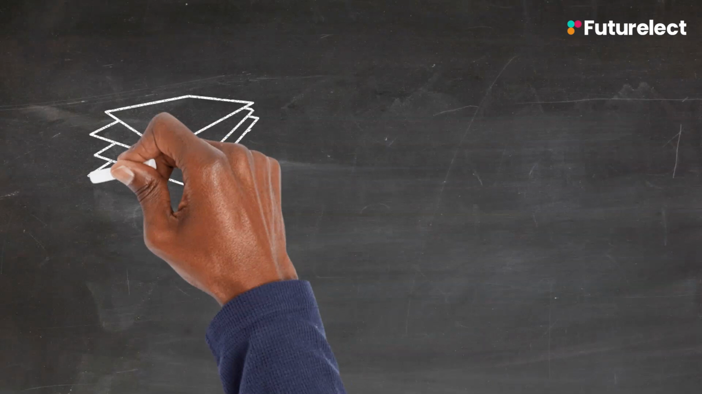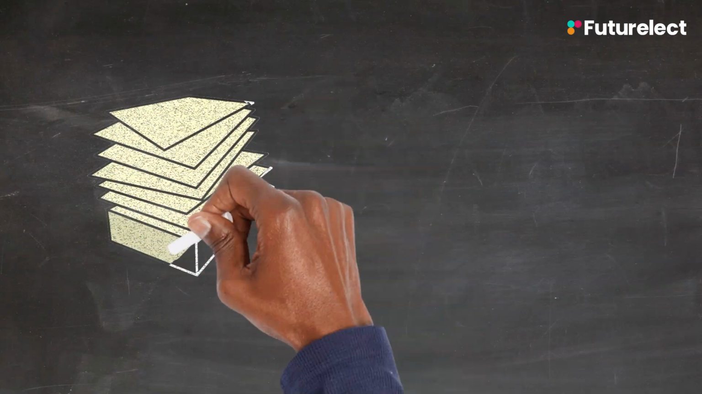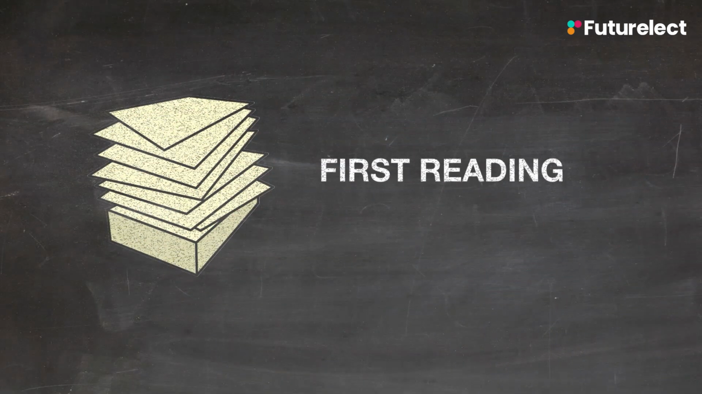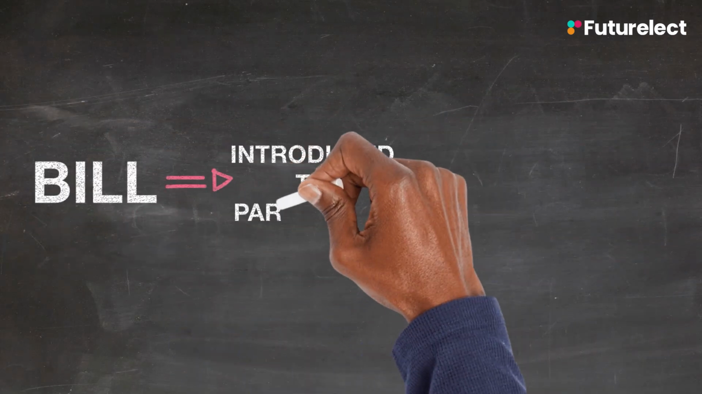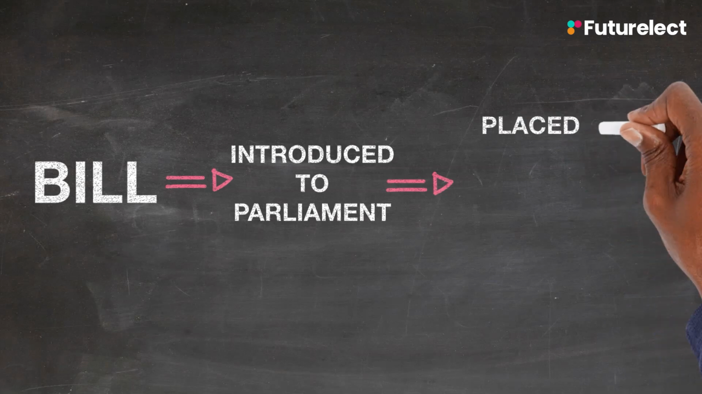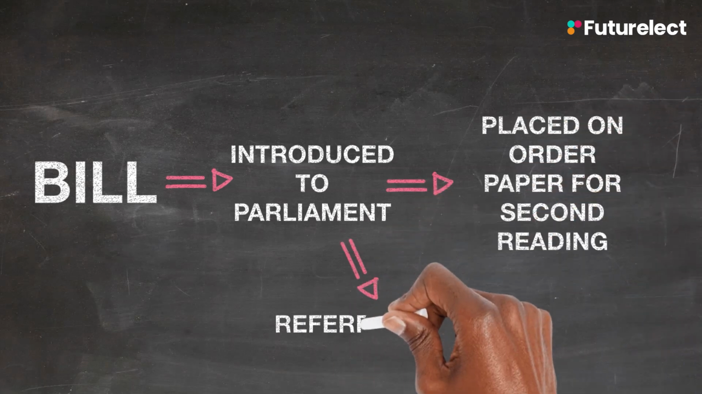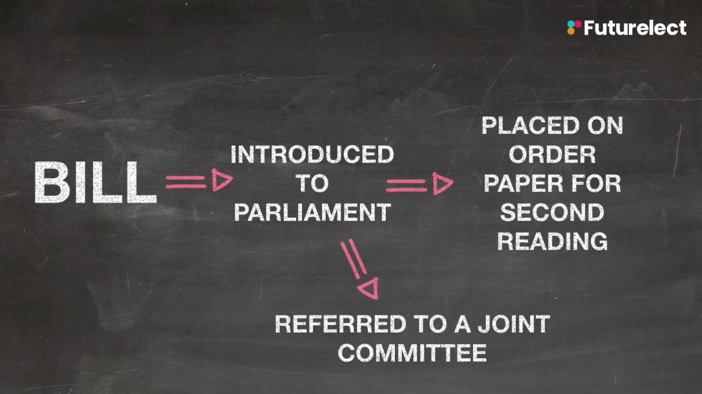It is important to remember that a draft law initiated and introduced by a committee does not have what is called a first reading. Once it is introduced, it has to be placed directly on Parliament's order paper for a second reading, unless the bill is referred to a joint committee.